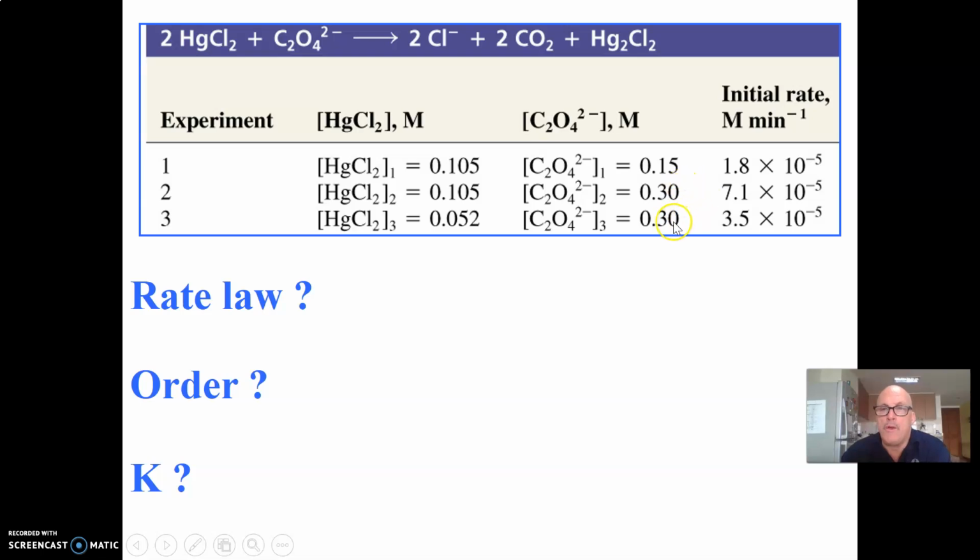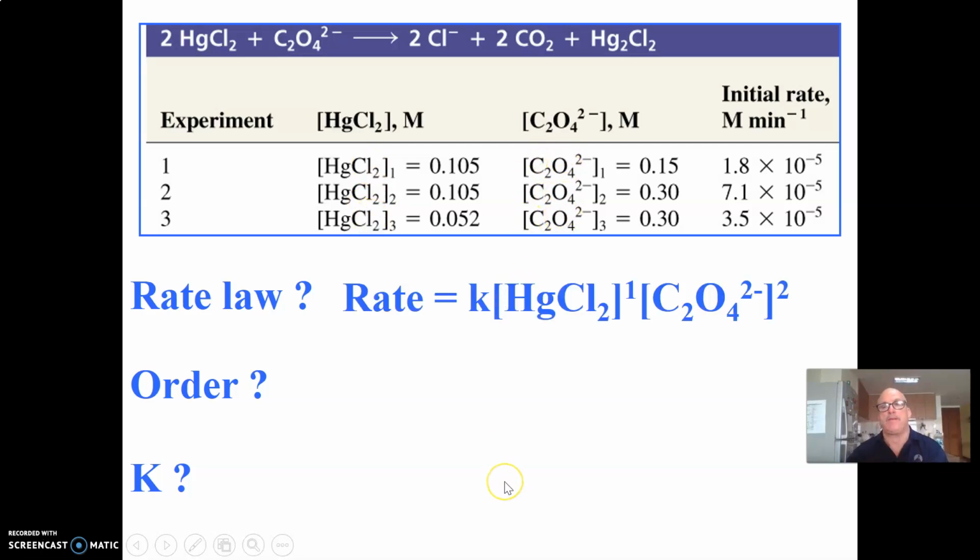And here, this reactant is not changing, and this one is halving, and this rate is halving. So it must be first order for this reactant and second order for this one. So the rate law ends up being this here. You don't actually have to write the 1, but this is showing you what the rate law is. And the order is, of course, 3, because 2 plus 1 is 3.